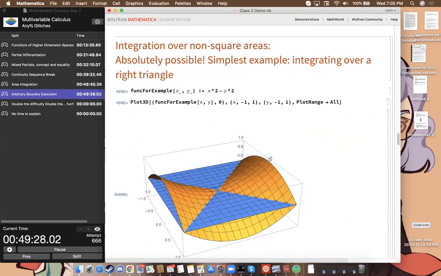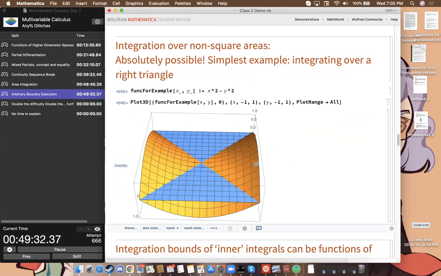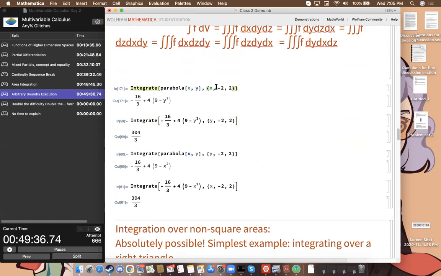Well, you might think, oh, I could just change my axes, but there's an easier way of doing this that's also far more universal, which is when we were setting up the integral here, you notice the bounds of the inner integral were minus 2, 2, right? That's the length in the x direction of our integral.